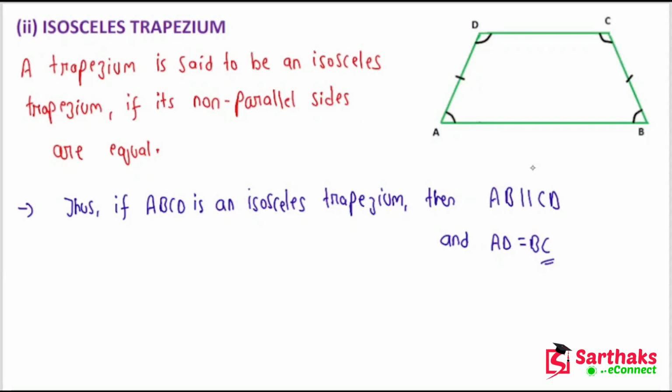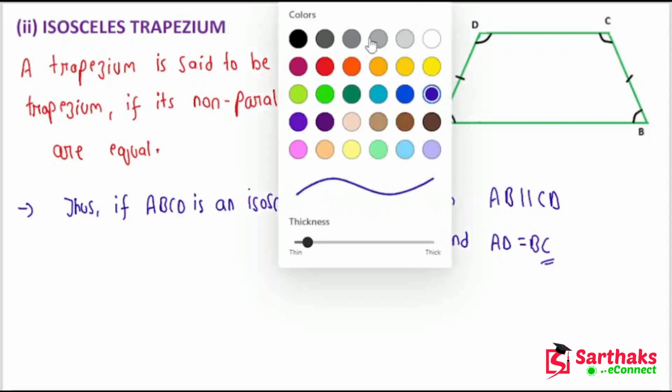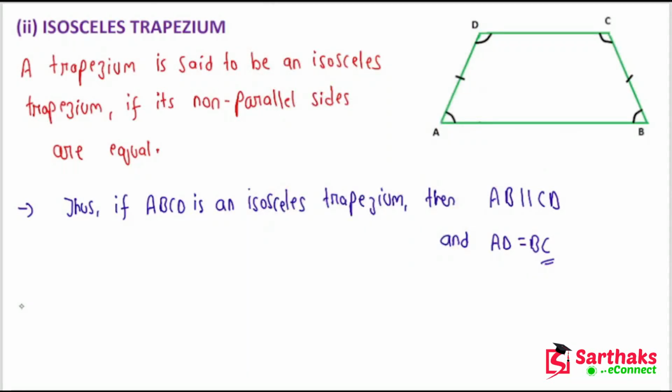Also, in an isosceles trapezium, there is one more property. In this isosceles trapezium, the angles on the base and the angles on the top are also equal. That is, angle A equals angle B and angle C equals angle D. So this is a property of an isosceles trapezium, and you can easily verify it.